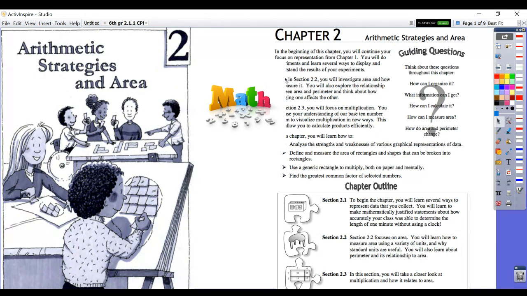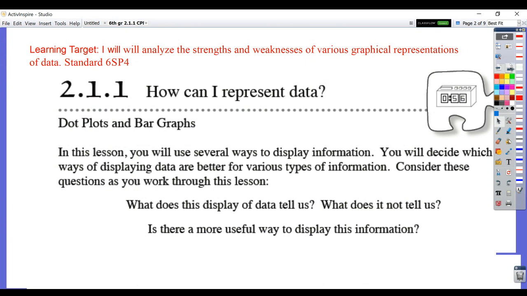So they talk about the fact that you'll be working with displaying data, you'll be investigating area, and finding the relationship between area and perimeter and how changing one might affect another. Focusing then on multiplication and visualizing it in a different way. So those will be some of the concepts. And then here you also see the guiding questions for the unit. So the learning target for 2.1.1 is analyzing the strengths and weaknesses of various graphical representations.